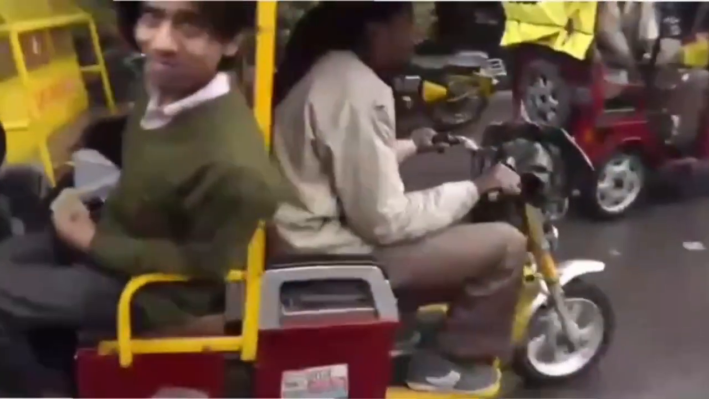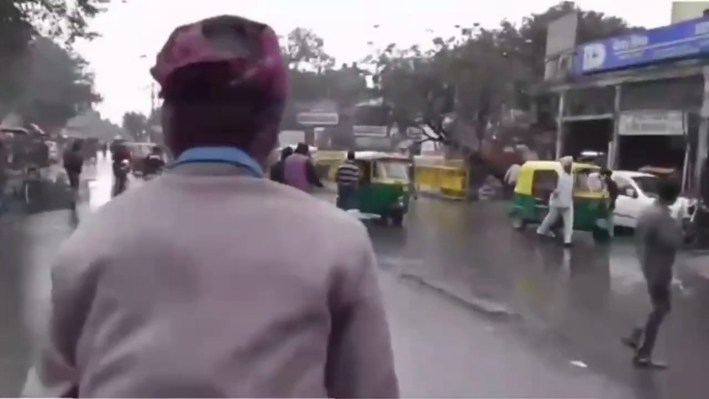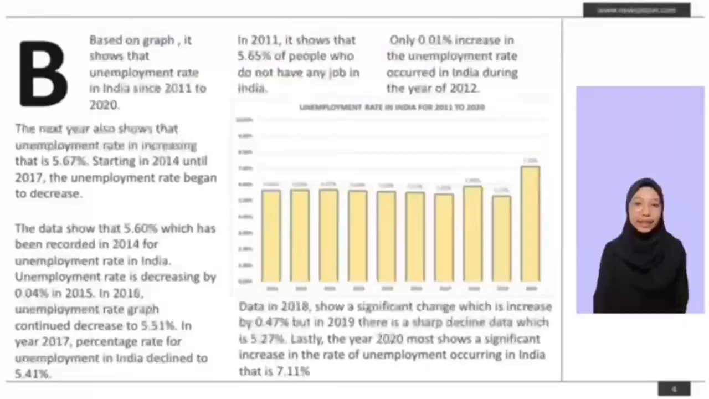The data show that 5.6% was recorded in 2014 for the unemployment rate in India. The unemployment rate decreased by 0.04% in 2015. In 2016, the unemployment rate graph continued to decrease to 5.51%. In 2017, the percentage rate for unemployment in India declined to 5.41%.